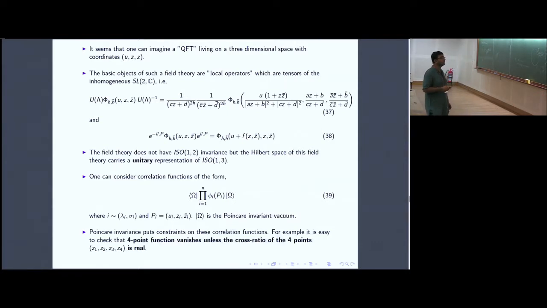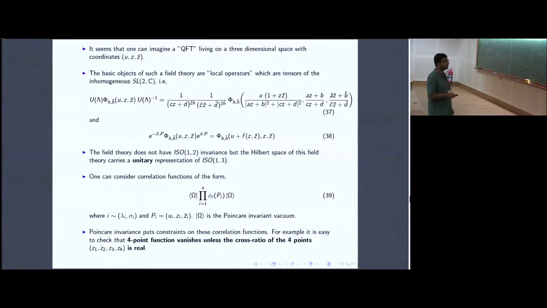And then one can construct correlation functions of this form. You can explicitly do it, but I'll not go into that. It has been constructed starting from the S-matrix, where this i is lambda_i sigma_i, and you have inserted these operators at these points u_i, z_i, z_i bar, and this omega is the Poincare invariant vacuum. For example, the Poincare invariance is now just like the global conformal invariance, and you also have the translations, which are extremely important in this case.